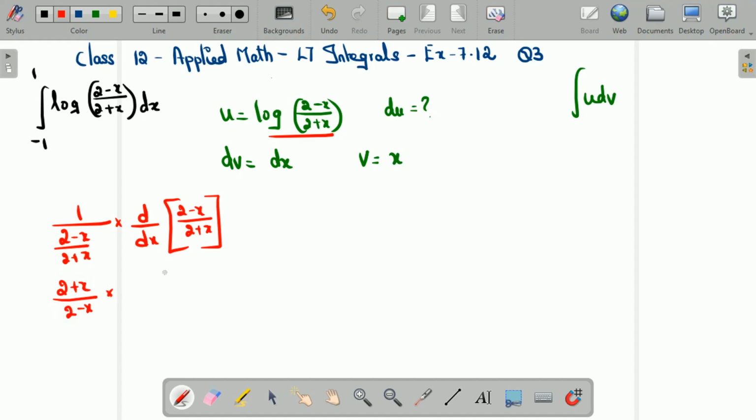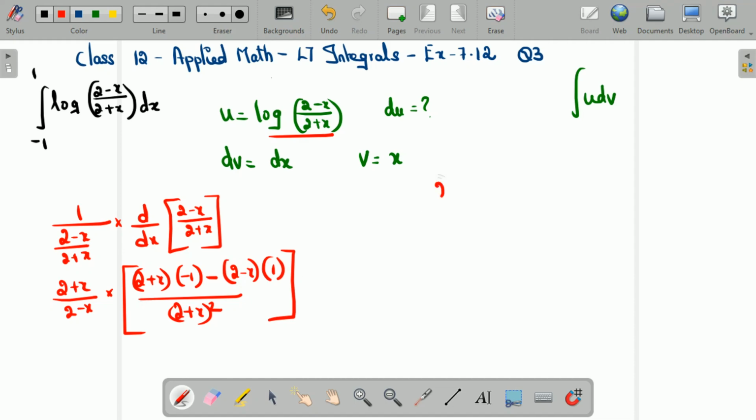Now this is of the form u by v, so I'm directly applying the formula. Remember the denominator is v square, so (2 plus x) the whole square. Then it is going to be v into u dash minus u into v dash. So (2 plus x) into u dash is minus 1, minus of u into v dash, so it is (2 minus x) into v dash, which is just 1.